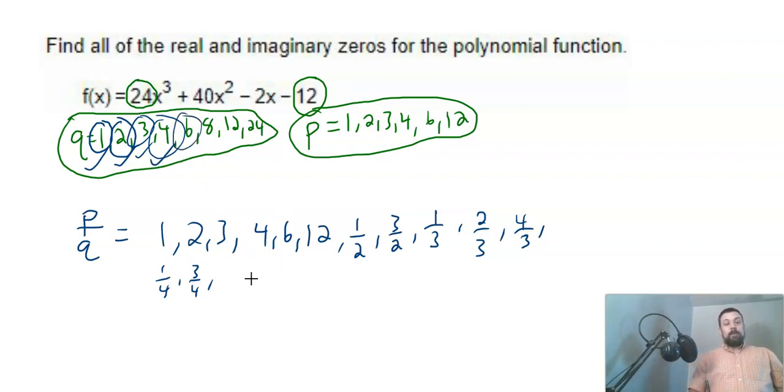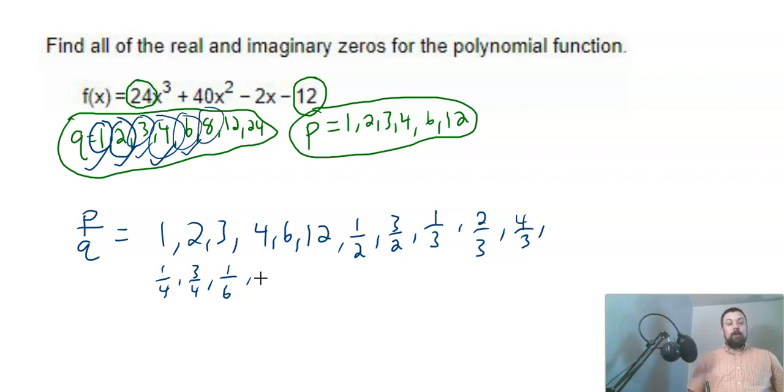Then we move on to 6. We get 1/6. Then we get 2/6, which reduces to 1/3. And if you go through the rest of these numbers, they all reduce. So if you take 3 divided by 6, that reduces to 1/2. So they're already on our list. So for 6, it only adds one more value to our list.